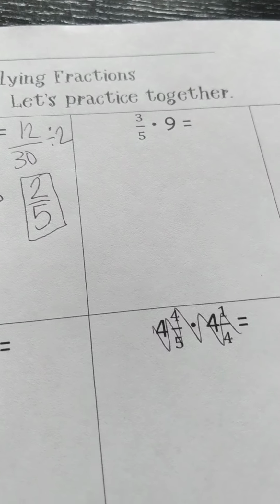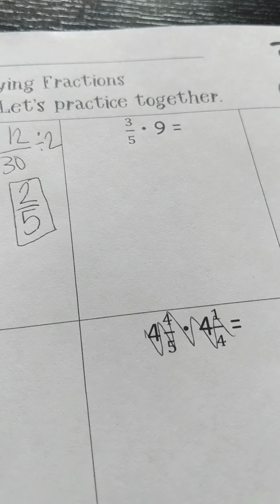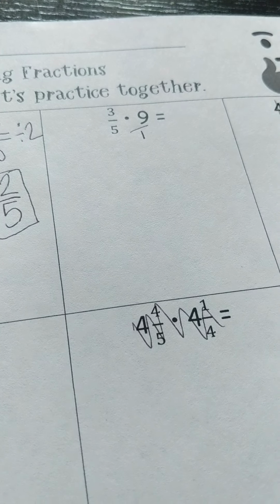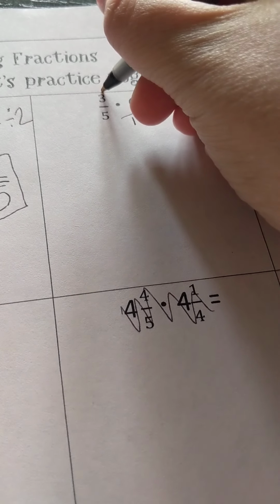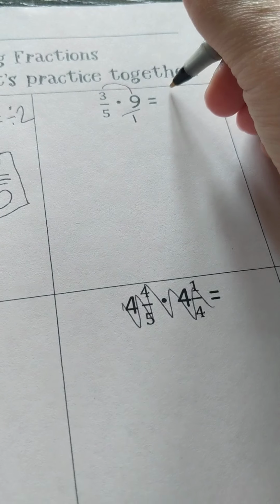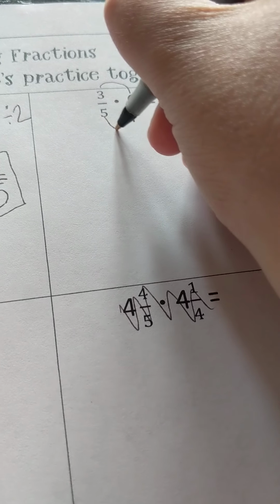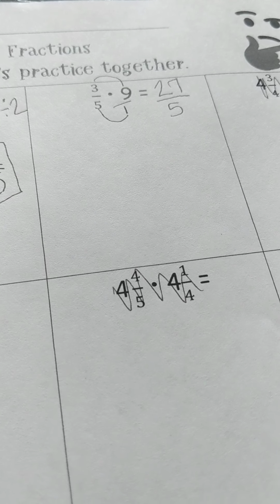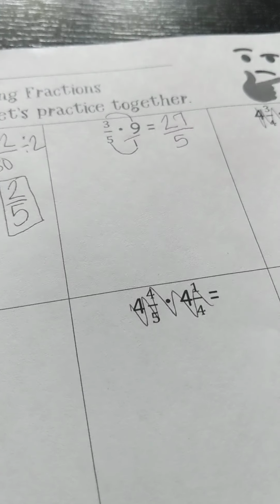Okay, so multiplying by a whole number. So remember, we put a 1 underneath the whole number, and then we multiply it like we normally do fractions. So we multiply 3 times 9, which is 27. Multiply the bottoms. 5 times 1 is 5. Again, we cannot have an improper fraction, so we're going to make it into a mixed number.